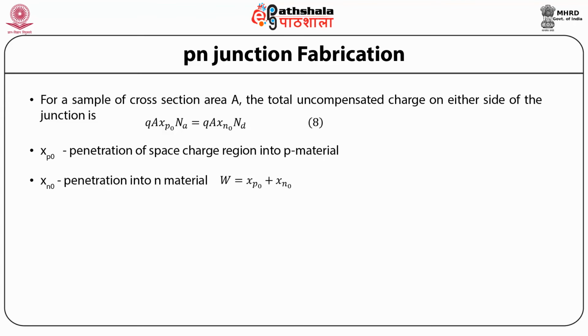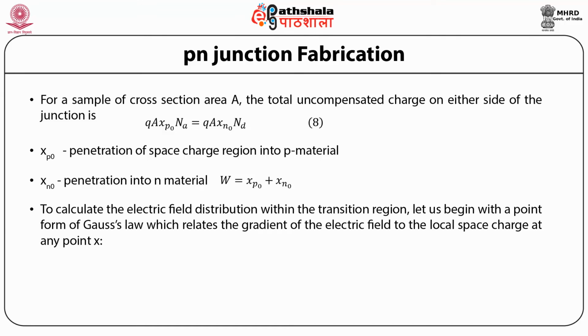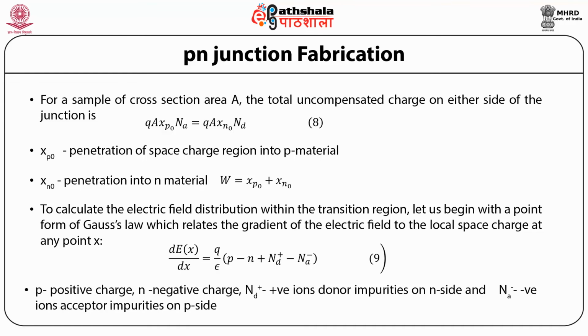gives us W, that is the total width of the depletion region. So to calculate the electric field distribution within the transition region, let us begin with the point form of Gauss's law, which relates the gradient of the electric field to the local space charge at any point x. That is dE by dx equal to Q by epsilon multiplied by (p minus n plus Nd plus minus Na minus), where p is the positive charge, n is the negative charge, Nd plus is the positive donor ion impurities on N side, and Na minus negative acceptor ion impurities on P side.